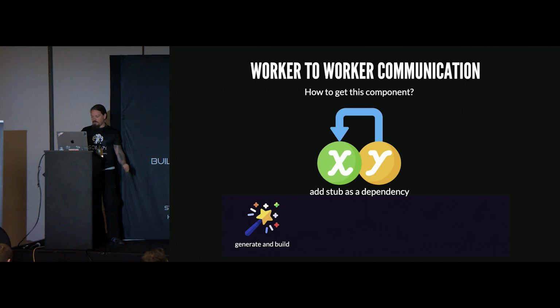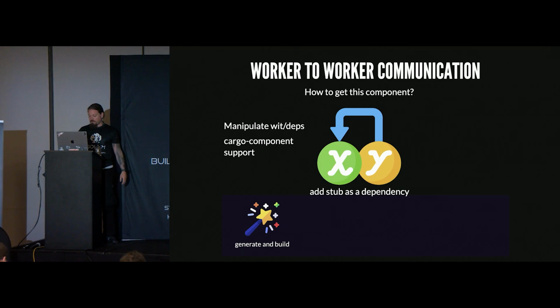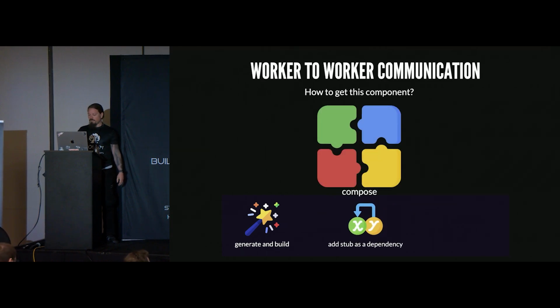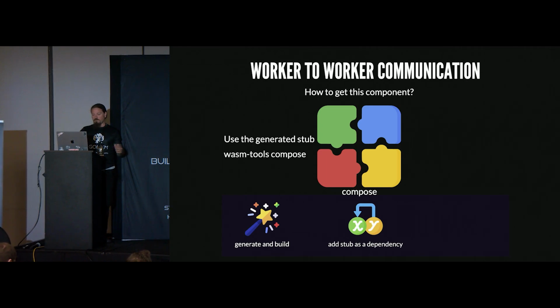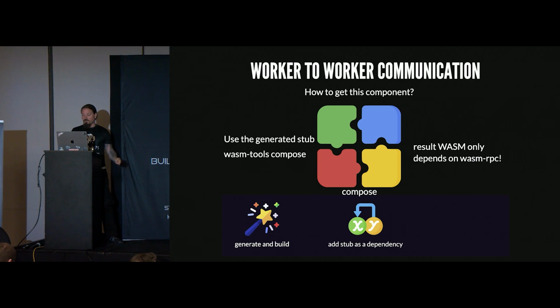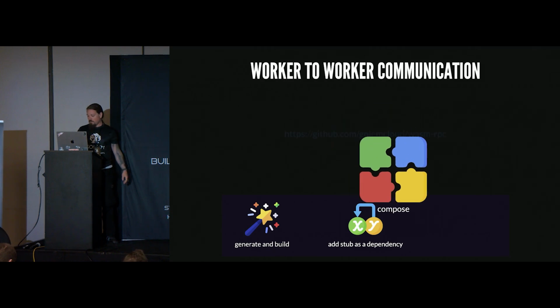And the next step is adding this stub as a dependency to the other component where you want to do the remote call. That involves things like manipulating these WIT dependency directories, and if it's a Rust project, then you also have to manipulate a cargo file, but it's really just moving files along and adding some dependencies into them. And the last step is composing your generated stub that was built in the first step with your actual compiled code. And that's just the regular component composition. There are tools for that, for example, wasm-tools compose. And the resulting WebAssembly file only depends on WASM RPC and the other things you were depending on, but not on the stub. So you can run that, upload it to Golem and run it.